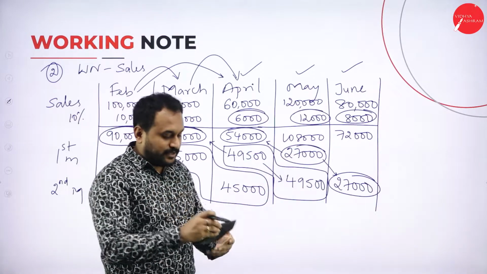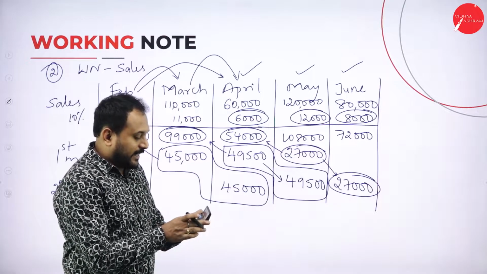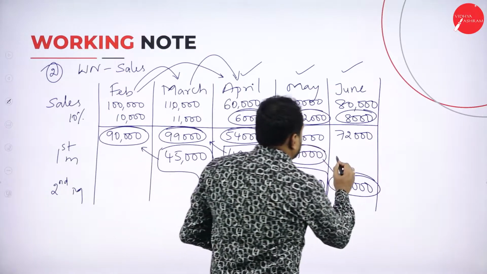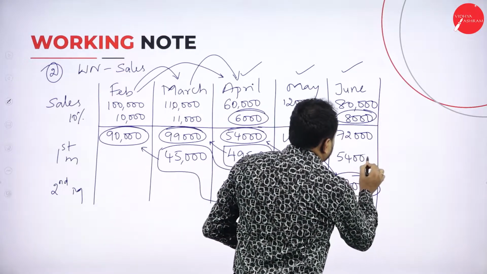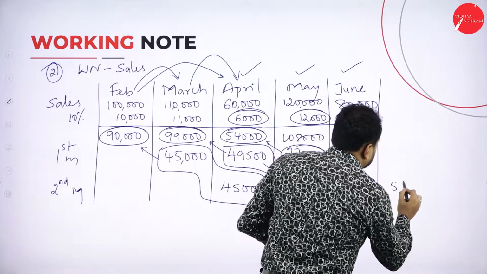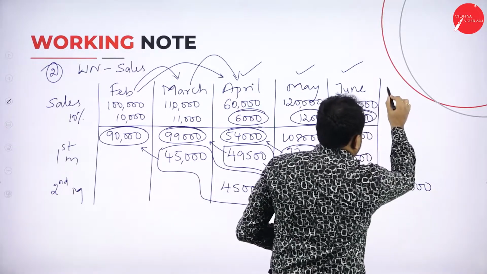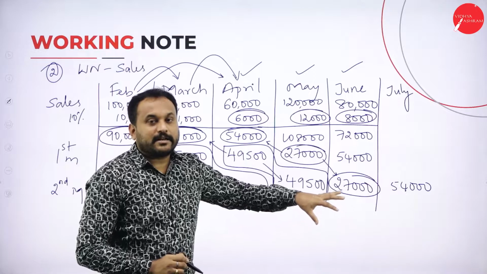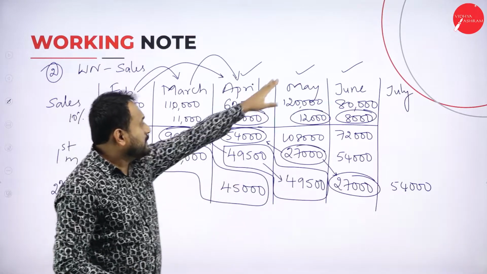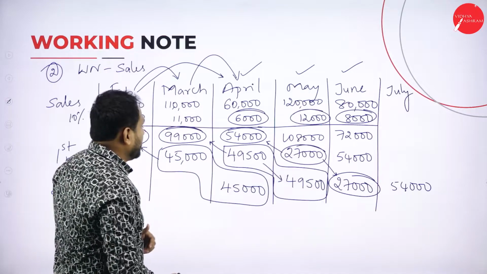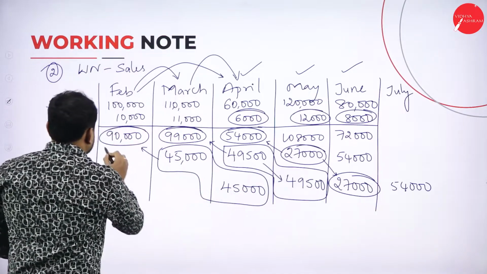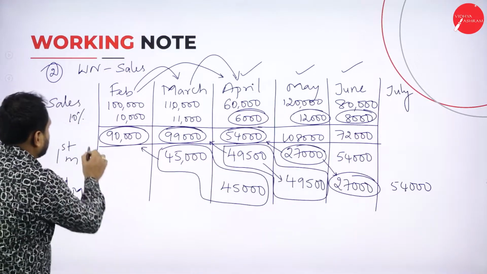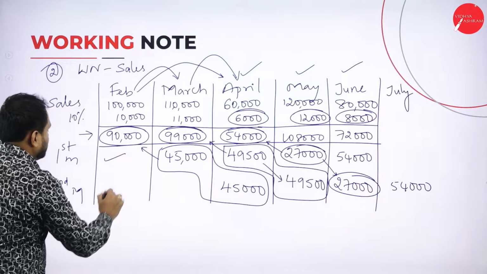Now take your calculator here, students. 1,08,000 divided by 2, you get 54. That means here 54,000 I'll receive in the month of June, and the next 54,000 I'll receive in the month of July. But which are the months we are supposed to calculate sales? Only April, May and June. So these were the balance, isn't it? Now you are not supposed to calculate the balance. You should only calculate what? The first month, the second month.